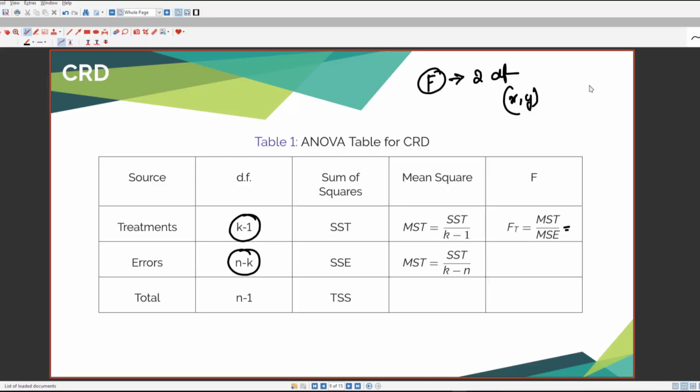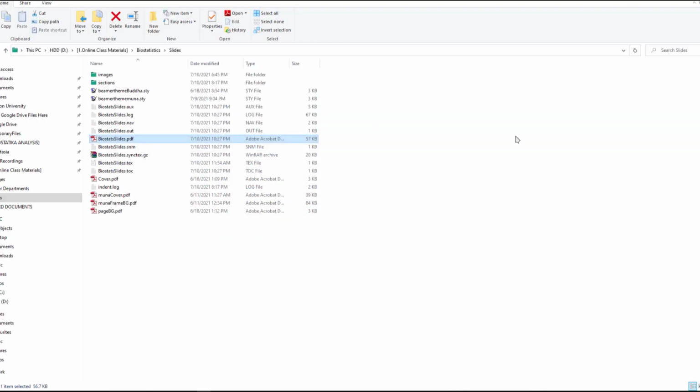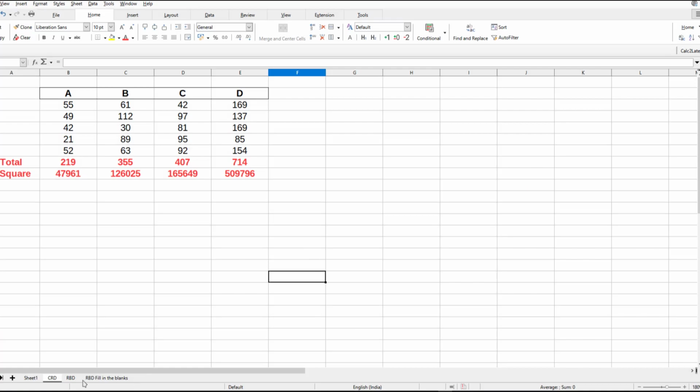Before moving to RBD, I will solve an example for CRD. Here we are given that there are 4 treatments, A, B, C and D, and all the treatments are repeated an equal number of times. There are 5 observations under each treatment, and these are the totals of treatment A, treatment B, treatment C and treatment D.